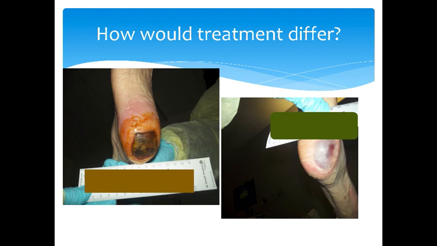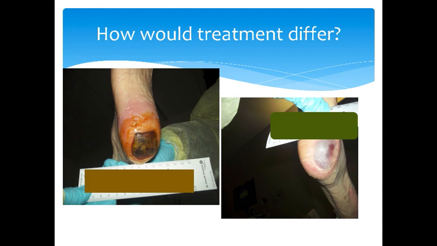Okay, now I'm going to tell you, so I'm saying how would this treatment differ? So this is a what? We saw a picture of it earlier. SDTI, right? So suspected deep tissue injury. This, in case it doesn't show well for you, is dry eschar on the heel of a diabetic patient.